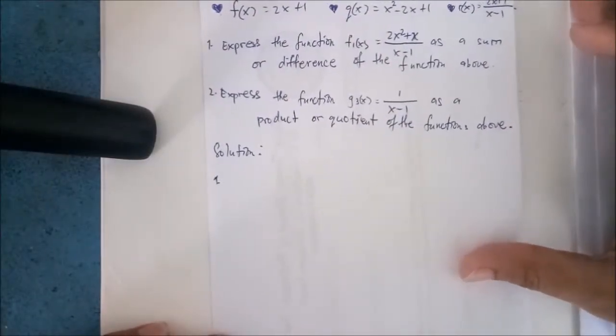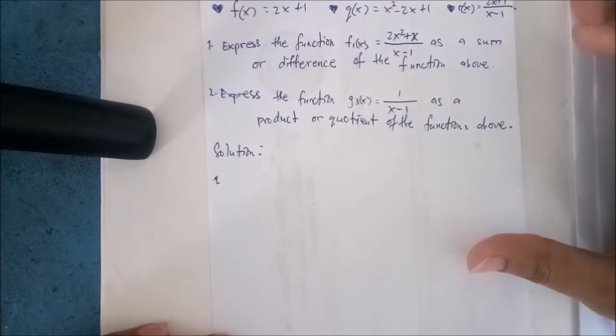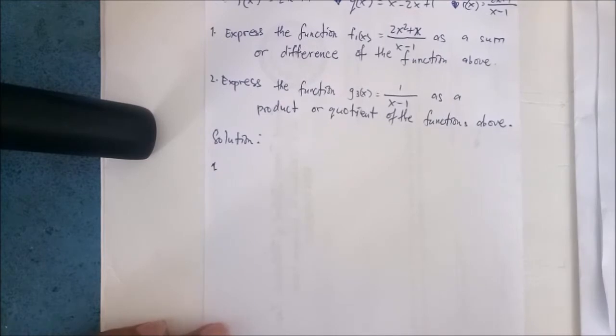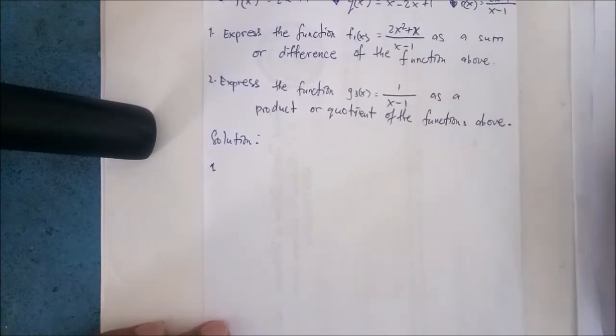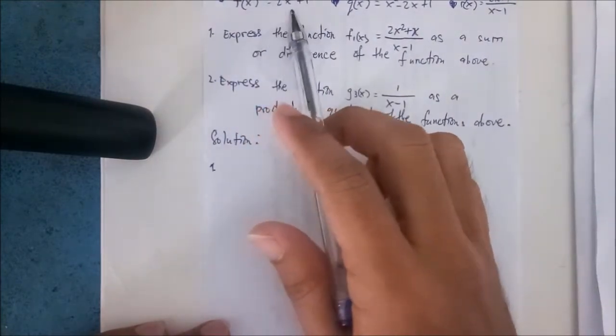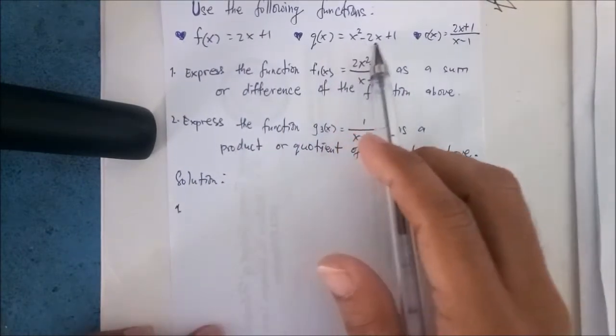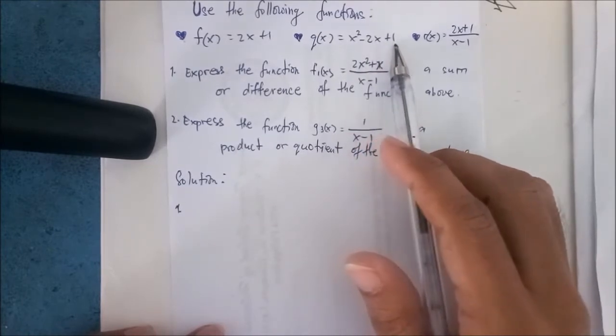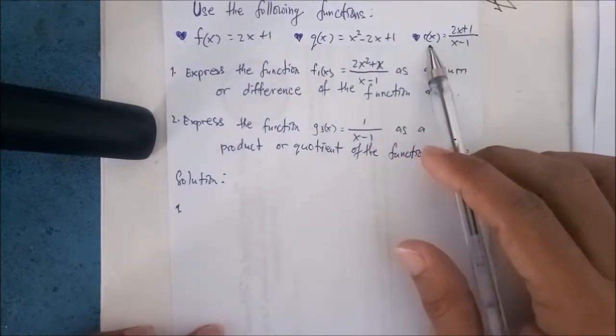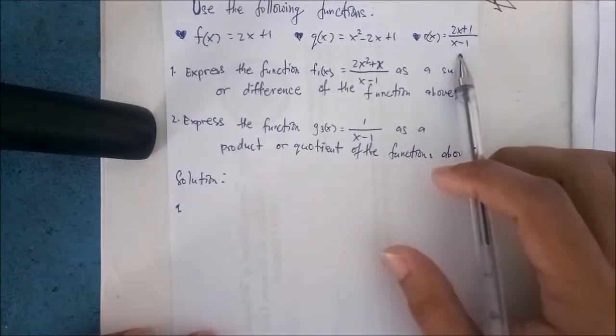I will discuss the learning activity sheet number 3. The title is Operation of Function. The learning target is to perform addition, subtraction, multiplication, division, and composition of functions. This activity uses the following functions: f of x equals 2x plus 1, g of x equals x squared minus 2x plus 1, and r of x equals x plus 1 over x minus 1.